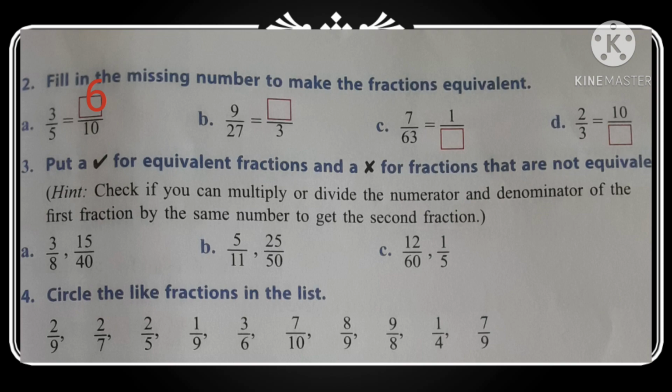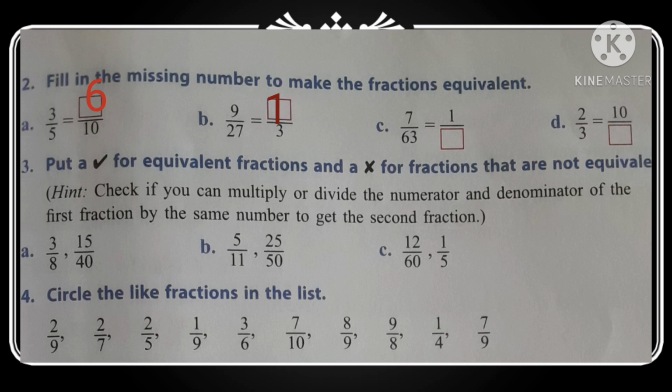Question B. 9 by 27 is equal to dash by 3. We can see that 27 is being divided by 9 to get the denominator as 3. So the numerator 9 should also be divided by 9 to get the numerator as 1. So the missing number is 1.